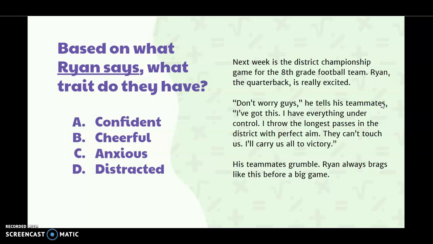So again, based on what Ryan says, what trait do they have? A, confident. B, cheerful. C, anxious. D, distracted.